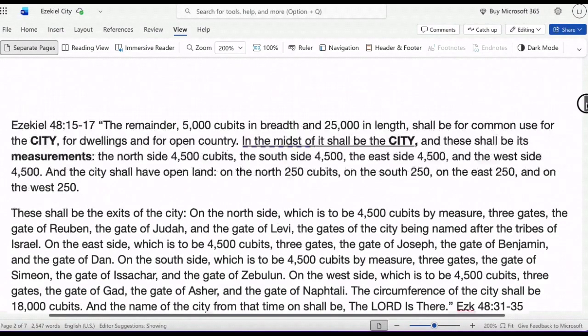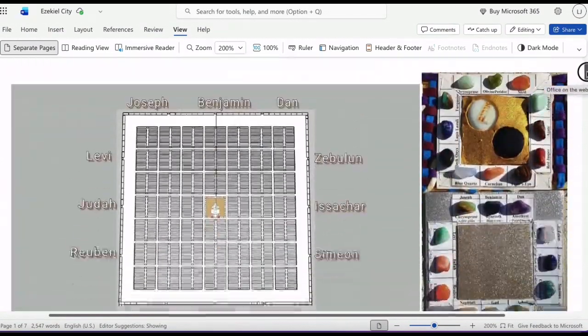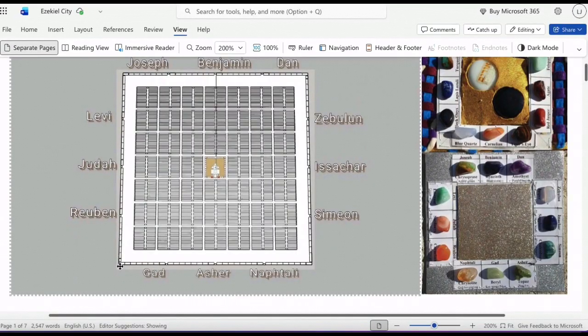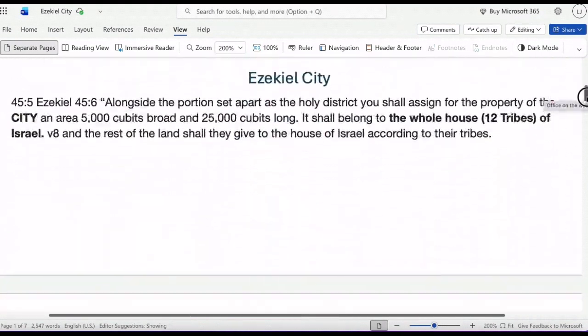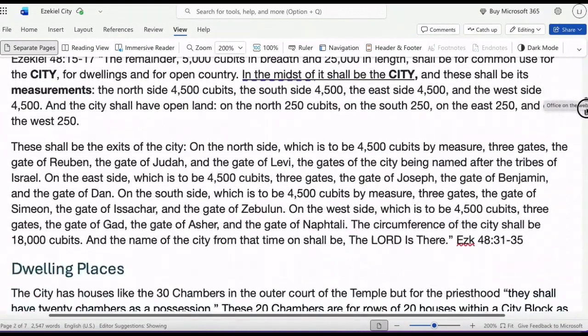So what that is saying is that our city, from one corner to the other, is 4,500 cubits, okay? And then in the midst of it is the temple, okay? And we'll talk about the holy district in another video.